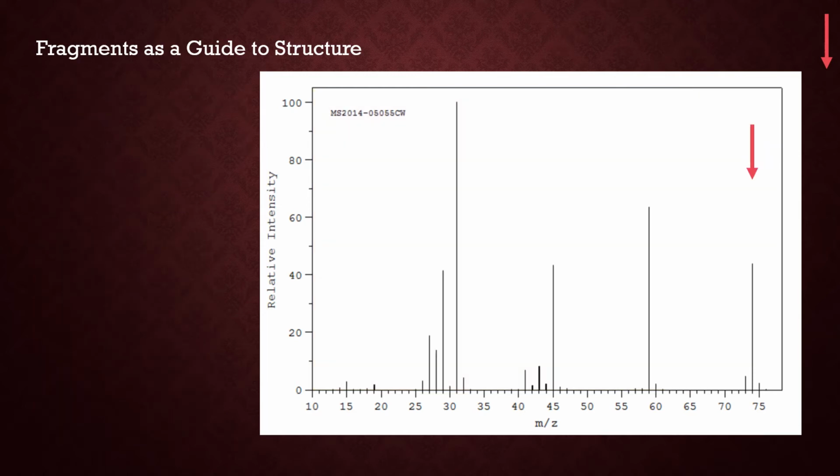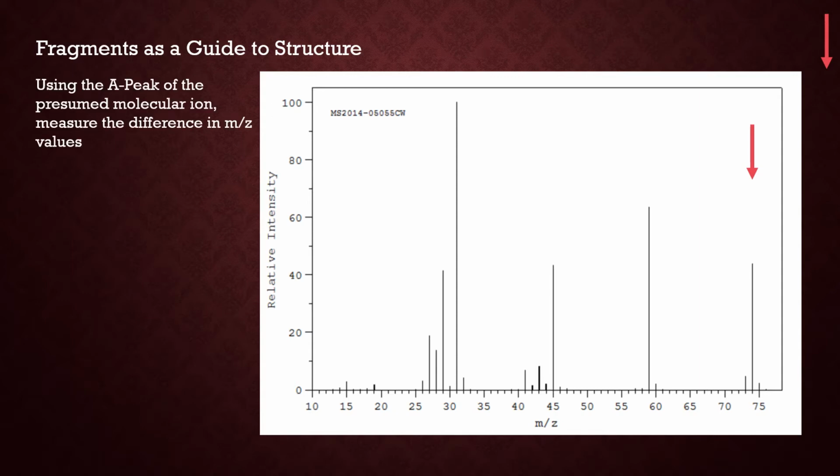So let's look at the fragments of this particular mass spectrum. We're always going to reference everything from the molecular ion. We're not going to look at them by themselves initially. We're just going to compare their position relative to the molecular ion. So doing that for the first peak at 59, we subtract the 59 from the molecular ion 74, and we get 15, which looks like a methyl group.